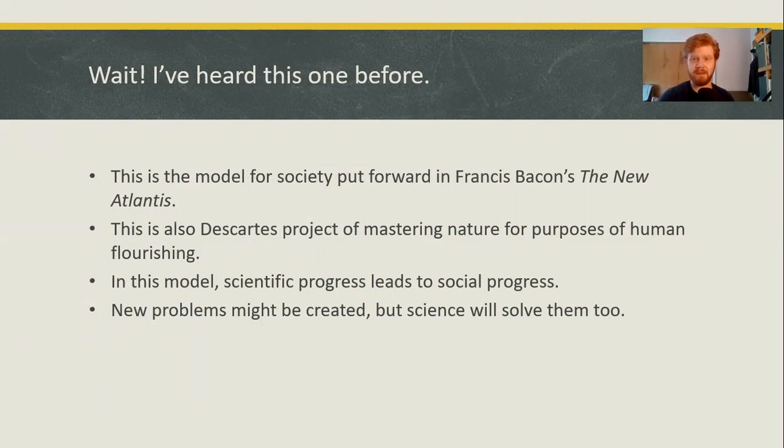So in this model, scientific progress leads to social progress and leads to moral progress. People would say, look, we have scientific progress here in the United States. We've developed these technologies where you don't need to be a farmer anymore, which means that you could do something like, say, be a philosopher, and then you can talk about ethics instead of working a farm your whole life. And new problems might be created, but science will solve them too.